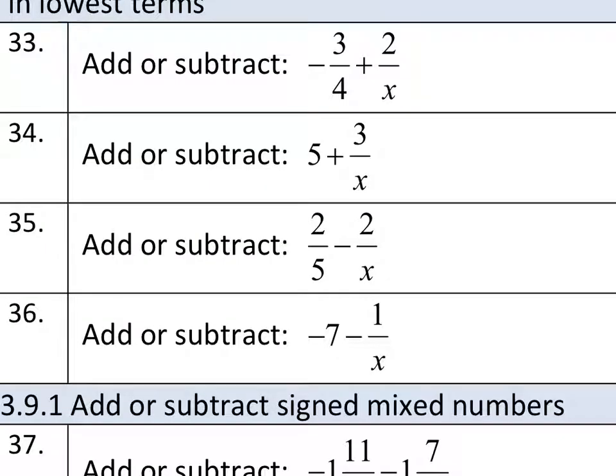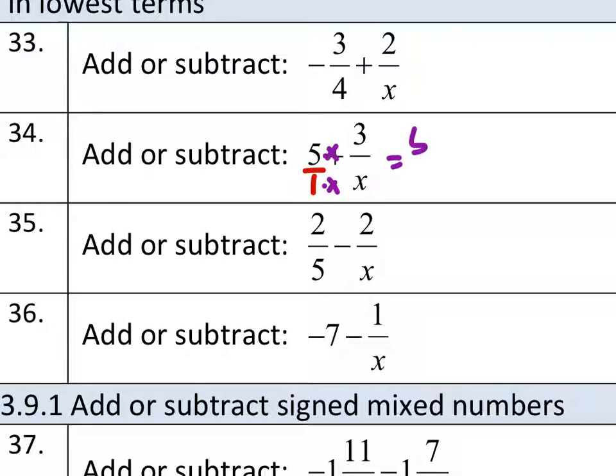All right, so 34 here. We got 5 plus 3 over x. Well, that's 5 over 1. So the common denominator that we're going to have to use, as it turns out, will have to be x. So I'm going to have to multiply the 1 by x. In fact, I'll put that on the other side. 1 times x and then the 5 times x.